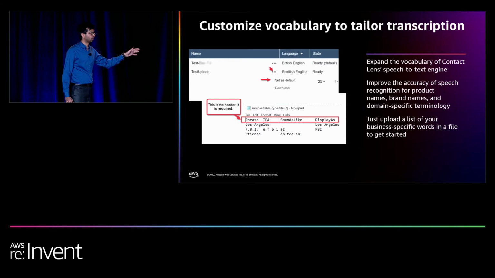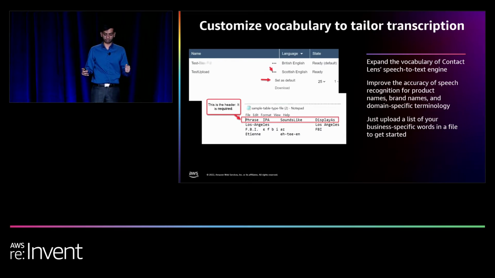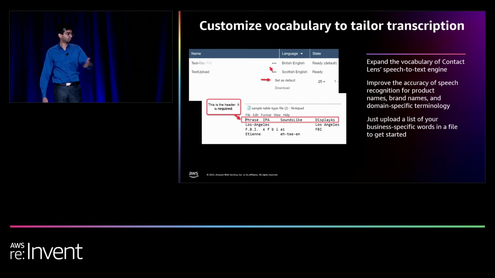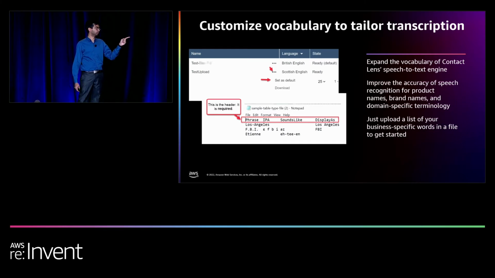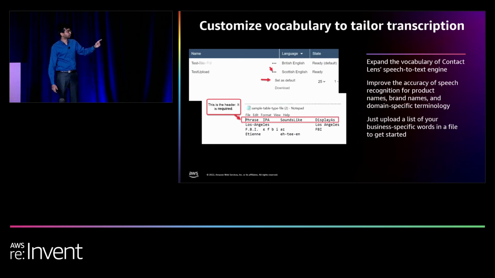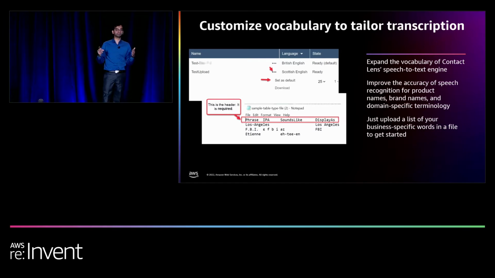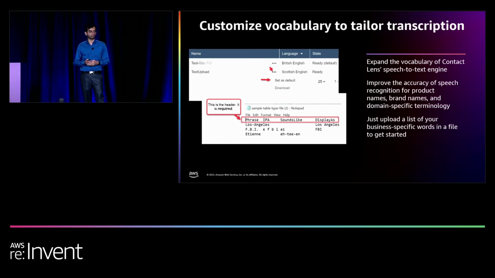You're allowed to have one vocabulary per language, and you can have up to 20 active custom vocabularies at any point in time. Now, as with all other Contact Lens capabilities that you've heard about so far, you don't need to be a machine learning expert to customize your transcription. All you need to know is what are the words that you want to include in your custom vocabulary, and you just specify it in a certain format that you can see on the screen, and that's pretty much it. You specify the words. If you want, you could optionally specify pronunciations of those words and things like that, and you're pretty much good to go.